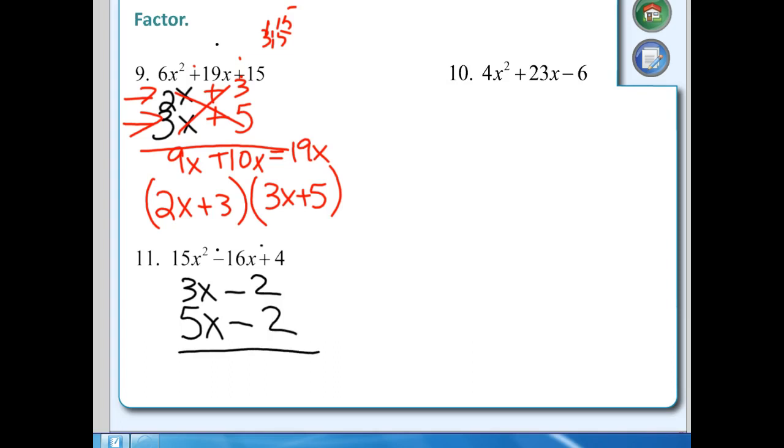Again, I'm going to always x factor to check the middle. I've got negative 6x there, and that's going to give me negative 10x. If I add those together, we have chosen wisely. So, first binomial is the first line, 3x minus 2. Second binomial, 5x minus 2.